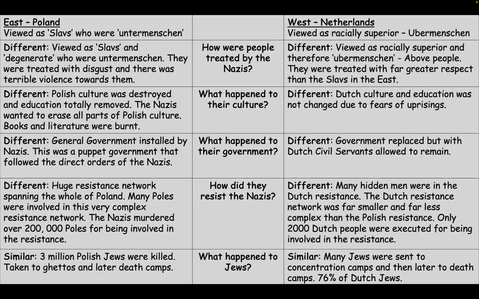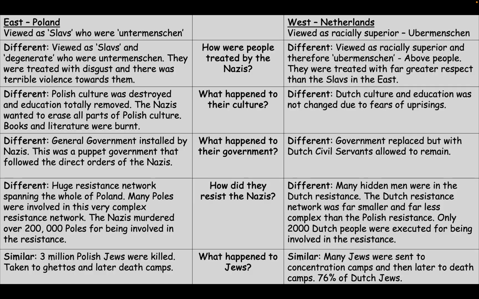Now, how do they resist the Nazis? Now, they're different. Both resist. So there are people in the Netherlands who resist the Nazis, and there are people in Poland who resist the Nazis. But they're different in terms of their scale. Now, in the Netherlands, they hid men, but it was far more of a small network. It was quite a simple network. Around 2,000 Dutch people were executed for being involved in the resistance, and it was quite a small network. It wasn't a huge network of people who opposed the Nazis.